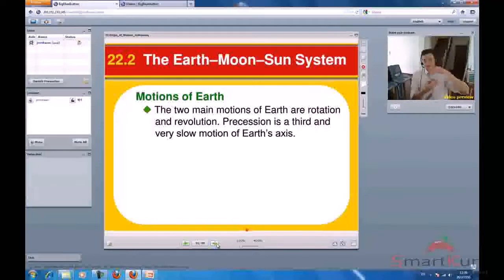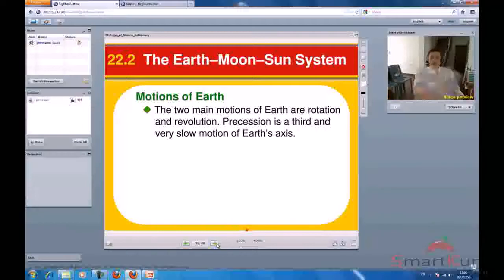We're going to talk about three types of motion that the Earth is undergoing. The two main motions are rotation and revolution. Rotation, let's see if I've got something I can demonstrate this with. I'll just use my coffee cup for now. That's the Earth moving around like this on its axis. And this is what causes day and night. So the Earth rotates one time in a day.